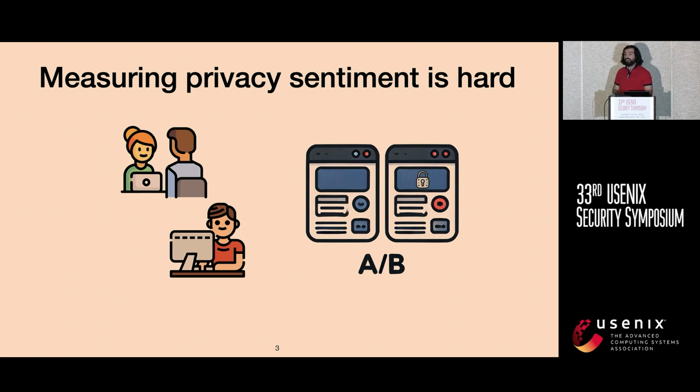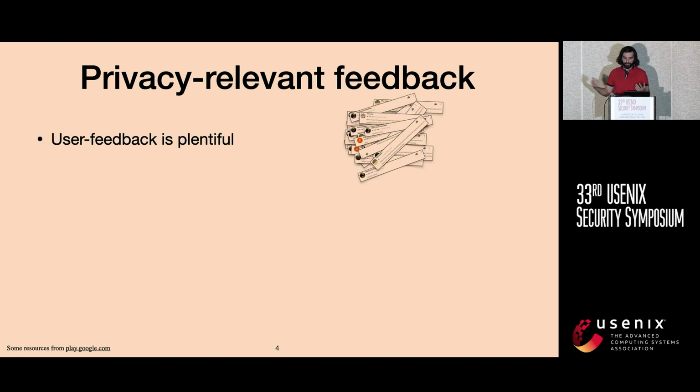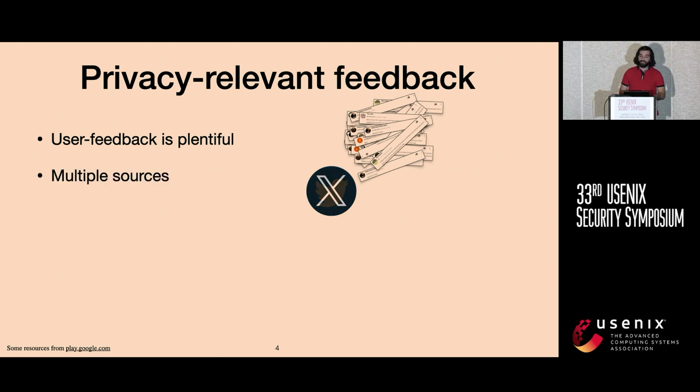On the other hand, you can run very large-scale experiments, A/B testing, where you deploy a privacy feature to some of your audience and not to the other part of your audience. You compare their behavior, but then you're measuring behavior and inferring privacy sentiment, not necessarily measuring what it is. On the other hand, users already talk a lot about a lot of things online, including about software. So user feedback is plentiful. It comes in various different formats, such as on social media, but also on platforms that let you review things, such as application stores like the Google Play. And in fact, for this study, we'll be focusing on reviews on the Google Play.